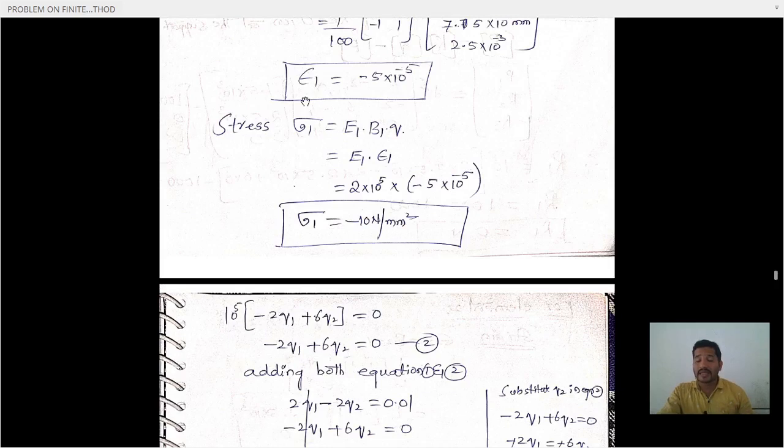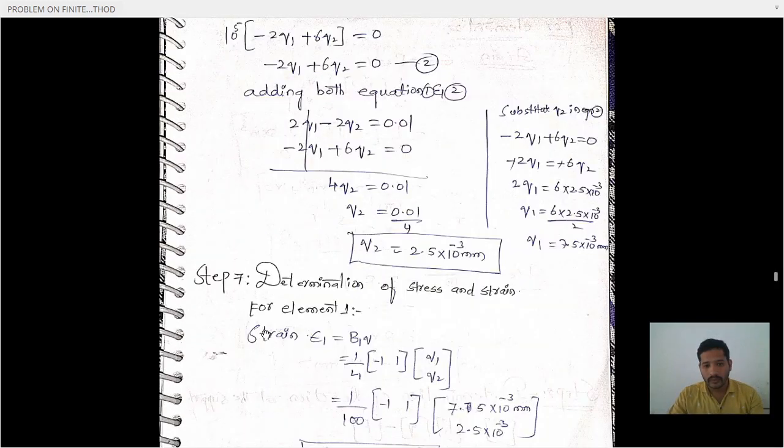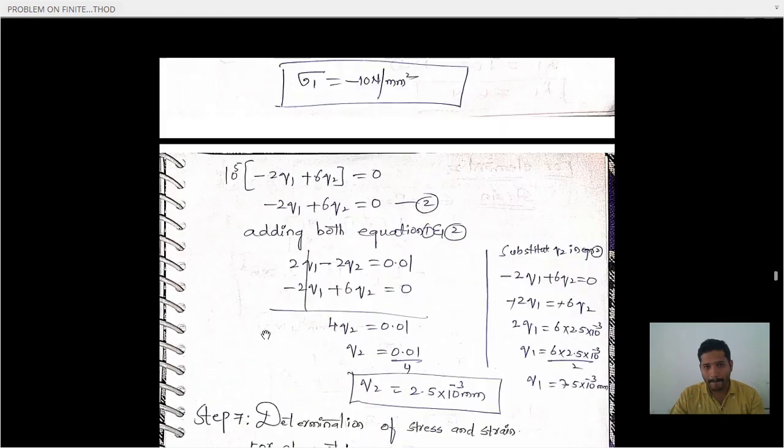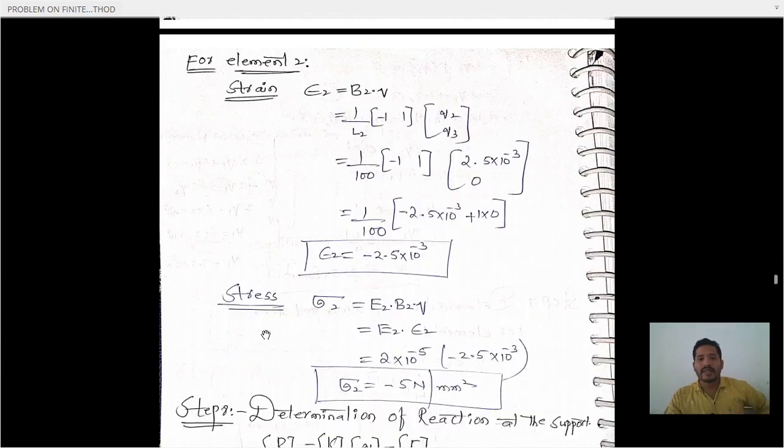The strain for the first element we already found. Again the same thing, we need to find out the strain for the second element as well as the stress for the second element. Okay, so let us see. Next one, second one, strain. Strain E2 is equal to B2 into Q, that is 1 by L2 times minus 1, 1 times Q2, Q3. The length of the second element is given as 100.